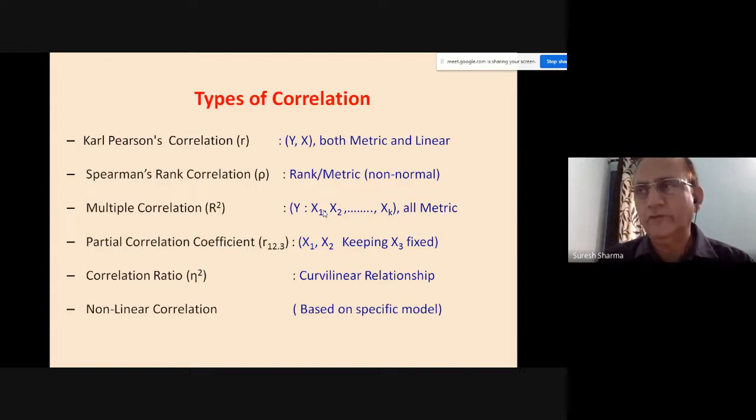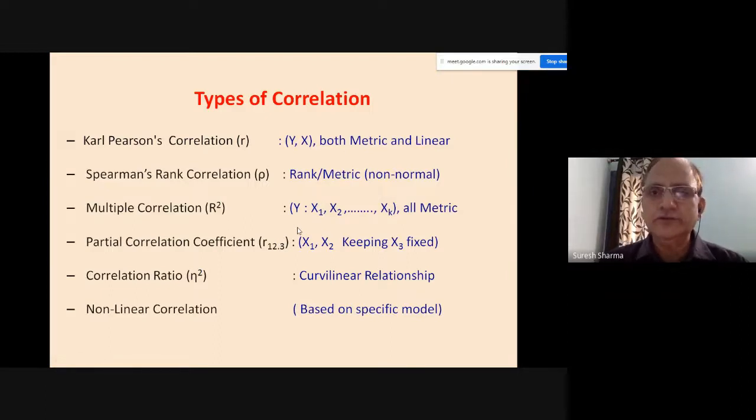Let me give you an example of multiple correlation. Let's say the yield of a crop. Most of you are from economics, you know. The yield of a crop depends upon a number of factors. It depends upon the amount of fertilizer used, that is x1, the amount of rainfall, that is x2, the amount of seed used, that is x3, and the soil fertility, x4. Y is the yield of a crop, which depends upon a number of factors.